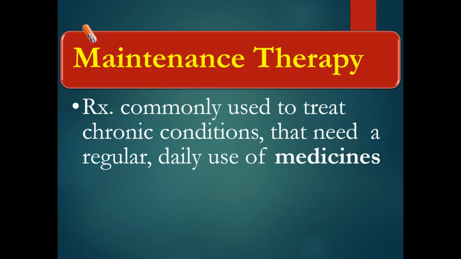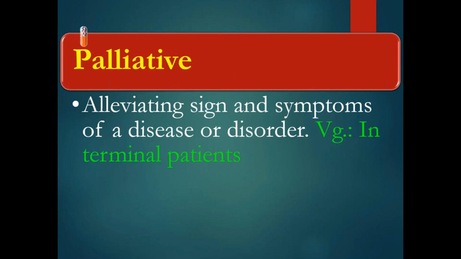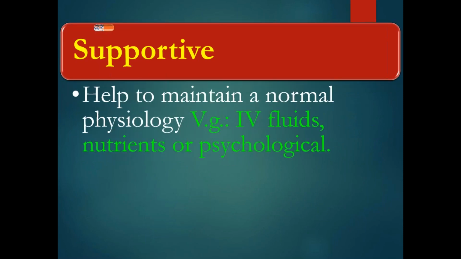All right, so contraindication, main therapies, palliative. Palliative means that it's going to alleviate signs and symptoms. They're not going to cure. Example, patients with cancer, right? Or hospice.